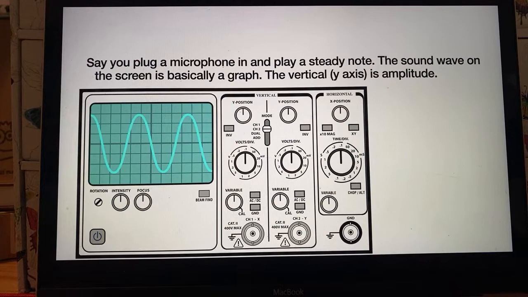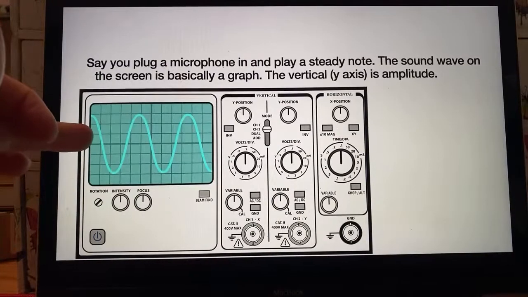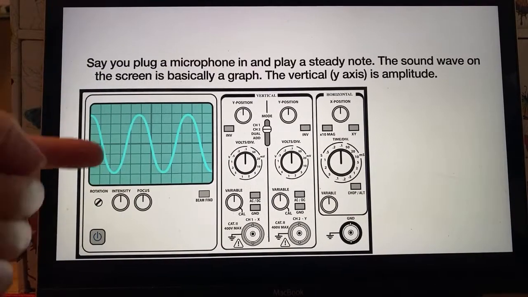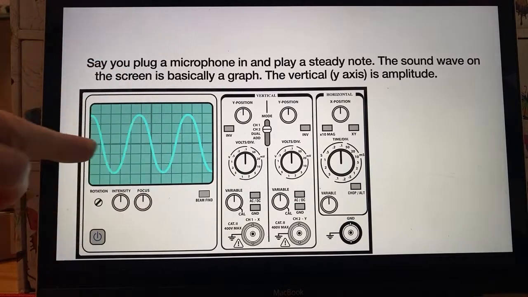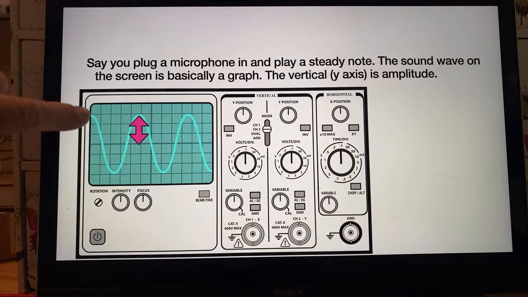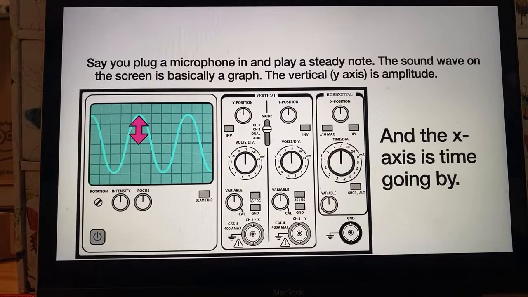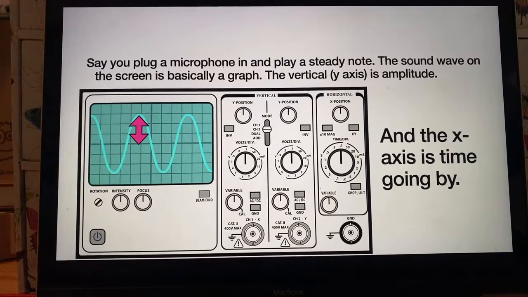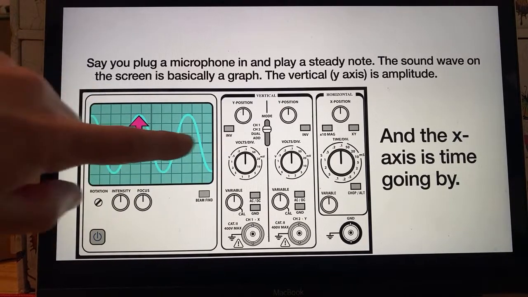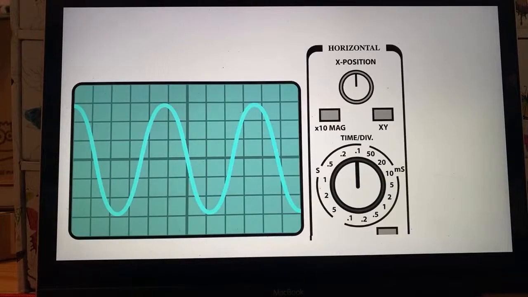So let's say you plug a microphone in and you play a steady note. The sound wave that you see on the screen, it's basically a graph. The y-axis, the up and down axis here, is the amplitude. That shows you how far away the peak or the trough is getting from the midline. And the x-axis, be careful here, the x-axis is time going by, all right? So it's a graph with amplitude on the y-axis and time going by on the x-axis.